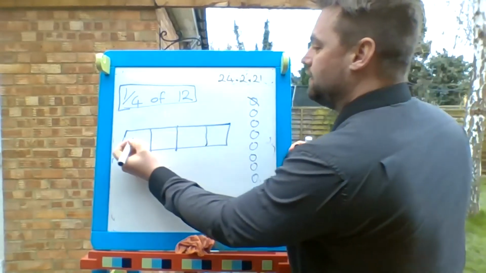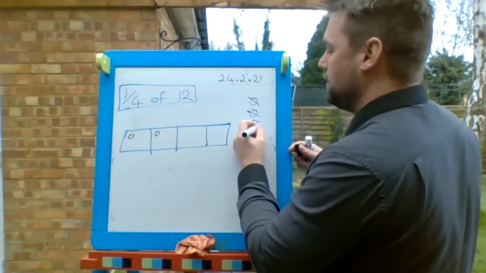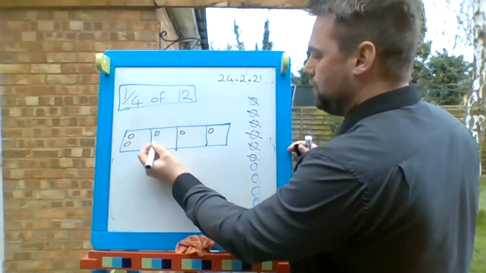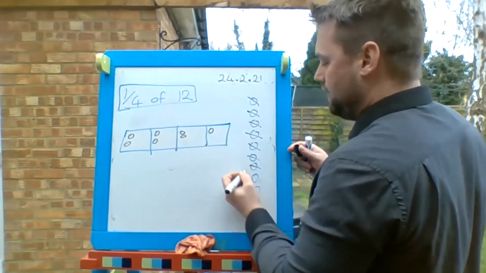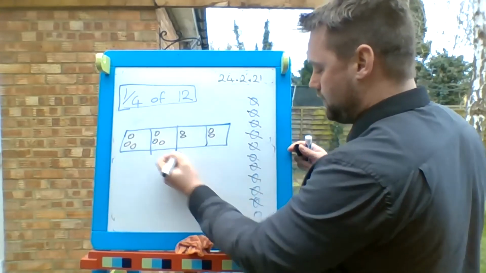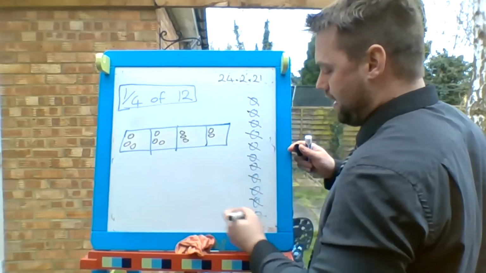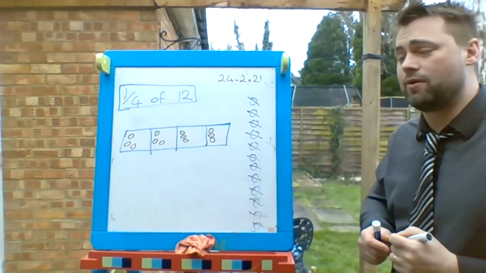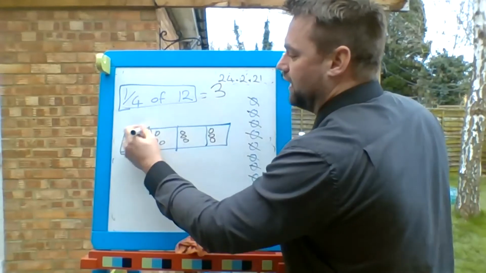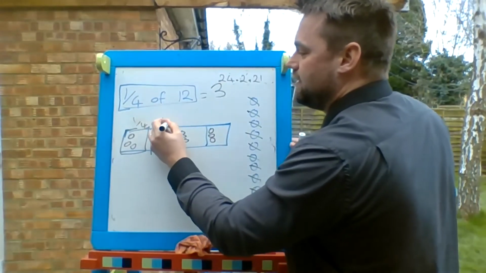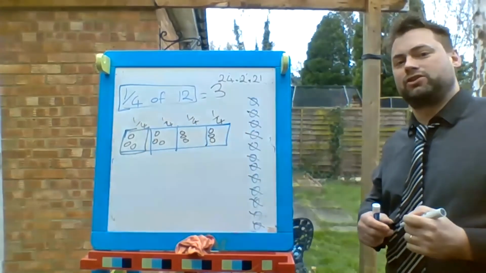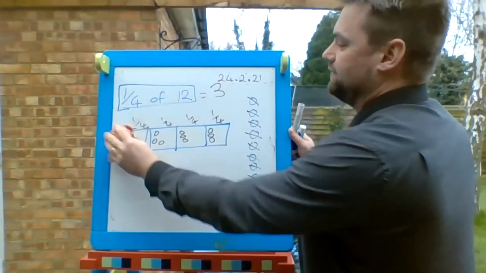So let's go 1, 1, 2, 2, 3, 3, 4, 4. And then 1, 2, 3, and then 4. So 1/4 of 12 is equal to 3, because in each quarter, these are all quarters here, I've got 3 counters in each group. So well done if you got that one correct.